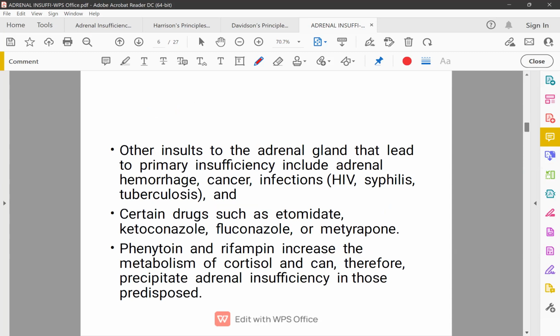Other causes of primary adrenal insufficiency include adrenal hemorrhage, cancer, or infections, the most common being tuberculosis, or other infections like HIV, syphilis, and certain drugs like etomidate and antifungals like ketoconazole, fluconazole, and metyrapone. Phenytoin and rifampin increase the metabolism of cortisol, so they precipitate adrenal insufficiency.